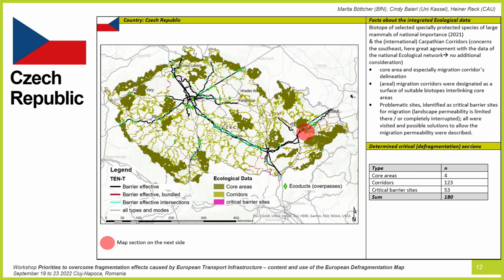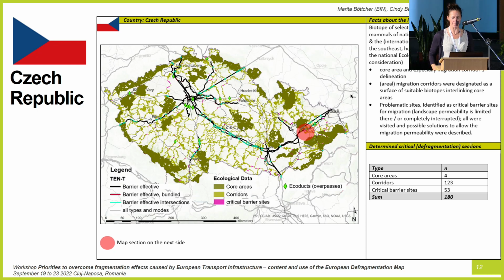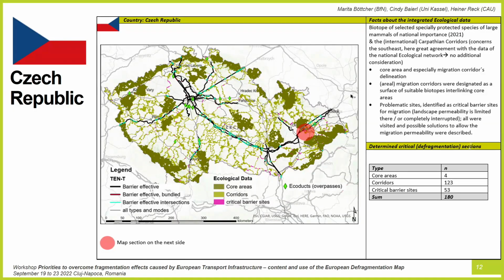So on the first side of your handout, you see the barrier effective TEN-T, so that you can keep in mind what we considered in the map. And I will go fast through these examples. We prepared two slides for every country. On the first slide, you always have an overview of the whole country with the integrated data. And then you see the red point, and here we zoom into the map.